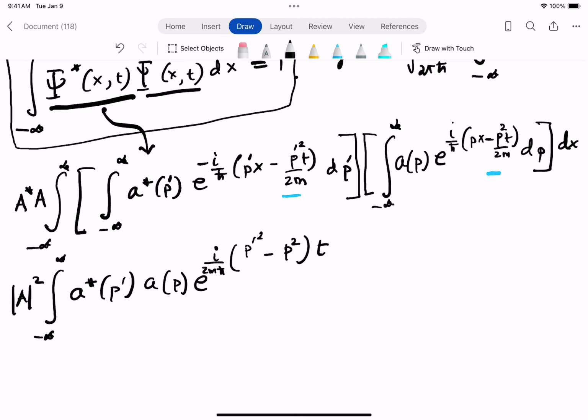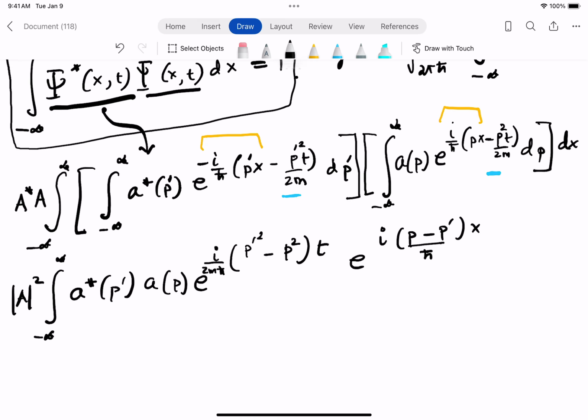All right, now what am I left with? I'm left with e to the power of i over h bar, p minus p prime, times x. So now I'm combining this term and this term. I'll just keep the h bar inside. You'll see why in a moment. So I brought in these two terms.